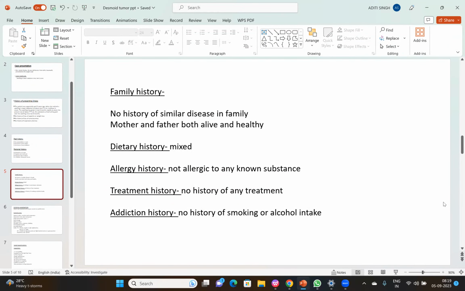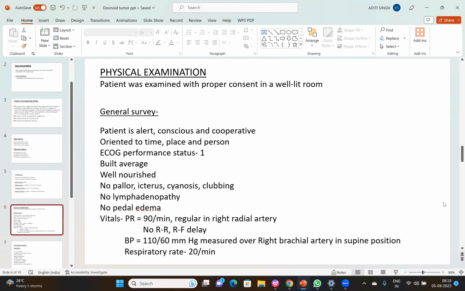Yes, sir. Next. Patient was examined with proper consent in a well-lit room. General survey. Patient was alert, conscious, and cooperative, oriented to time, place, person. ECOG performance status is 1. Built average, well nourished. No pallor, icterus, cyanosis, clubbing. No lymphadenopathy. No pedal edema.